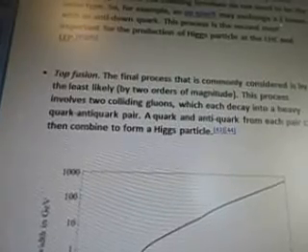Top fusion. The final process that is commonly considered is by far the least likely, by 2 orders of magnitude. This process involves two colliding gluons, which each decay into a heavy quark-antiquark pair. A quark and antiquark from each pair can then combine to form a Higgs particle.